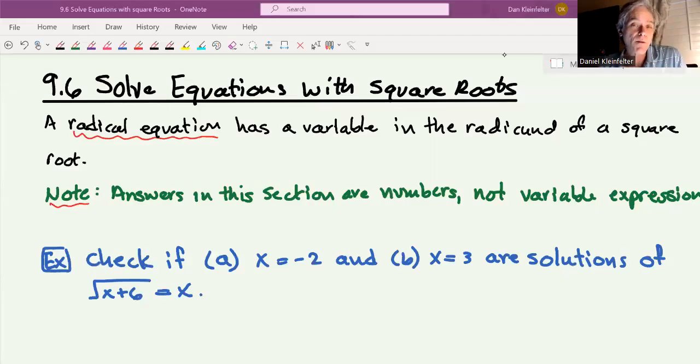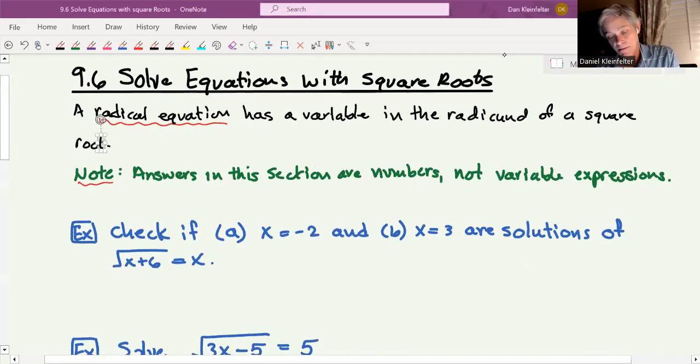Welcome back. In this video, we're going to finish up chapter 9 by doing section 9.6, which is on solving equations that have radicals in them. As always, when we're solving equations, we're going to end up with numbers for answers rather than other expressions. And remember that a solution of an equation is a number that makes the equation true when you replace the variable with that number.